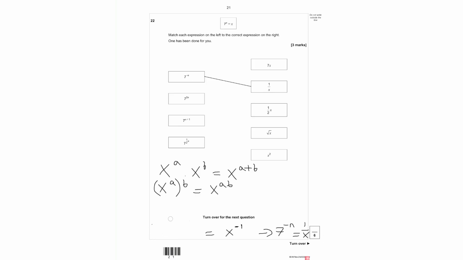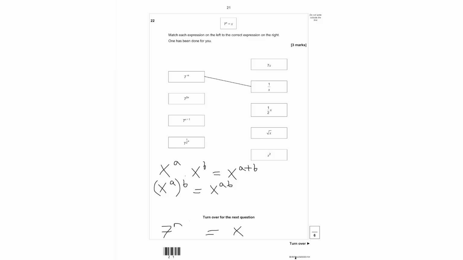So let me just rub that out. That's just proving how we would work out the first one, but it's already been done for us. So for the second one, and again, I'll just have this 7 to the n equals x. How do we get from 7 to the n to 7 to the 2n?